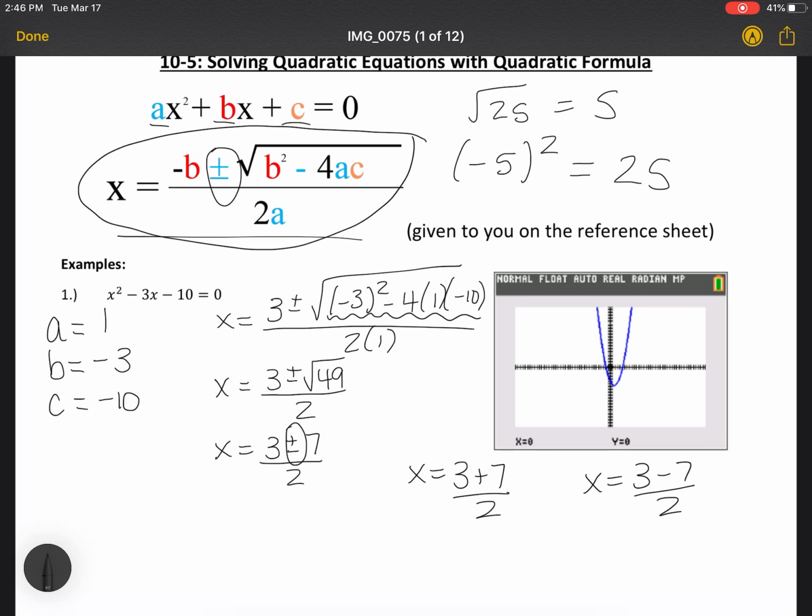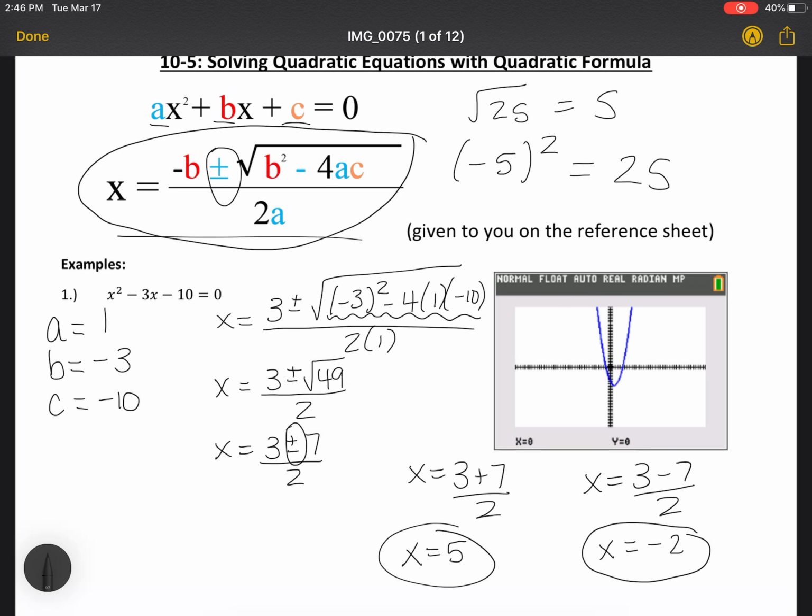Last step here is just to evaluate each of those x values, each of those solutions. 3 plus 7 gives me 10, divided by 2 gives me 5. And then 3 minus 7, negative 4, divided by 2 is going to give us negative 2. Okay, so those are my two solutions.